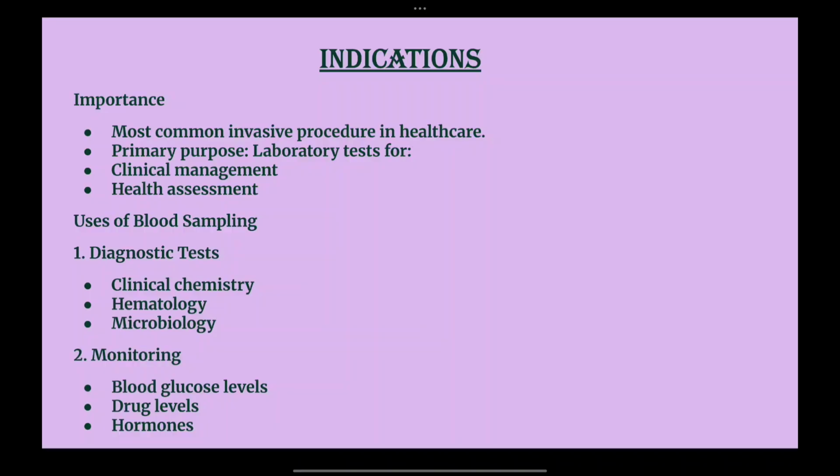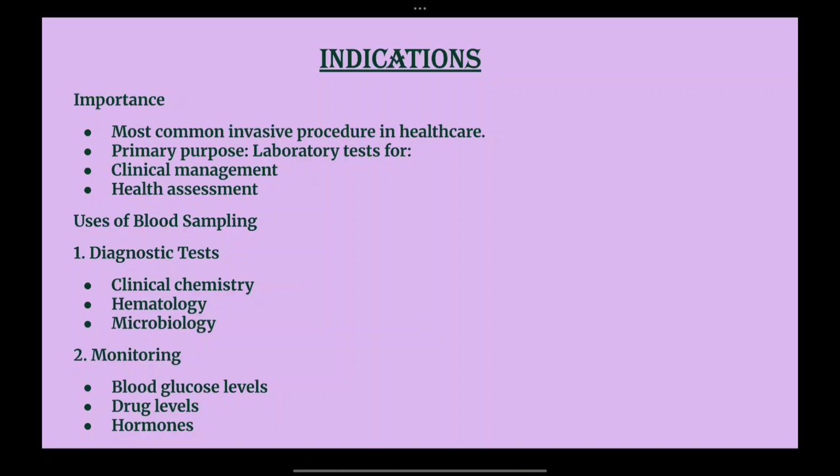The other reason we use blood sampling is to monitor. To monitor is to find out, through regular tests, the normal levels of the components present in the blood.